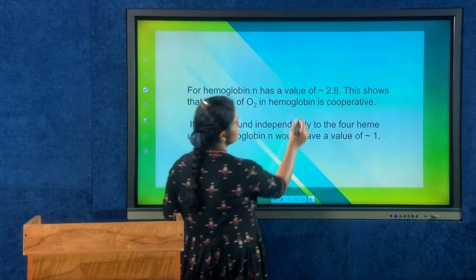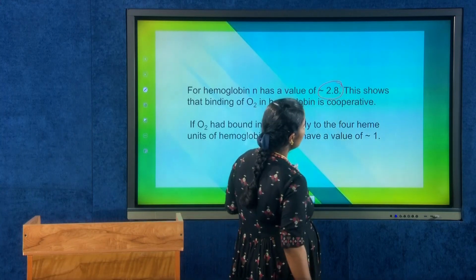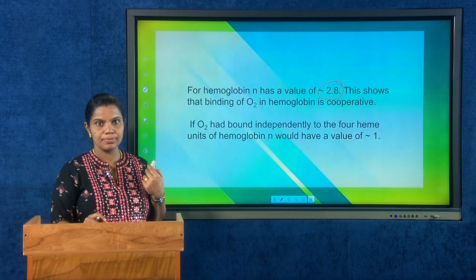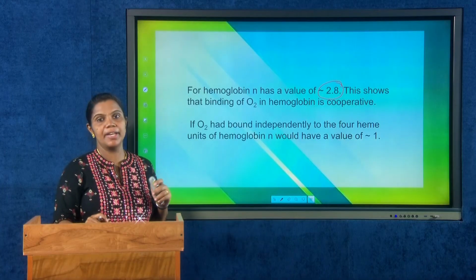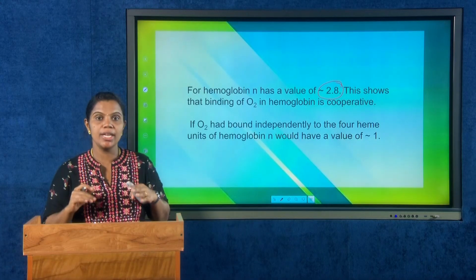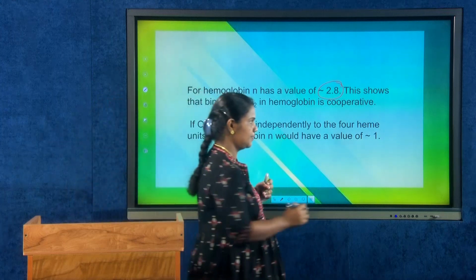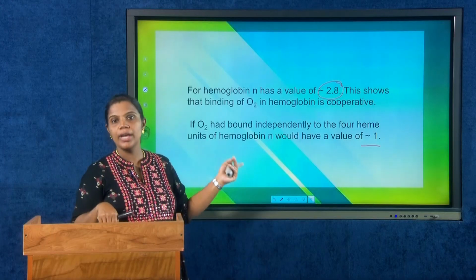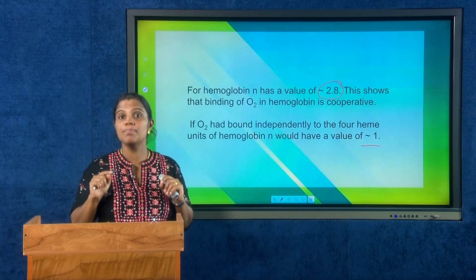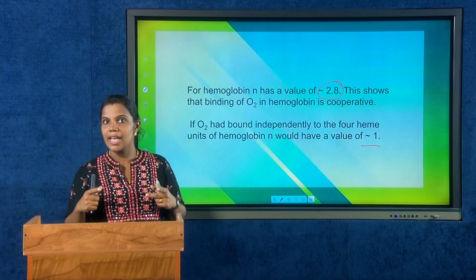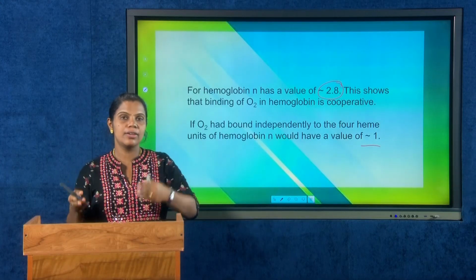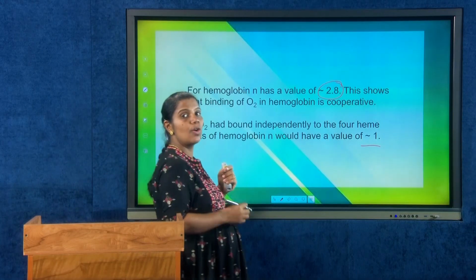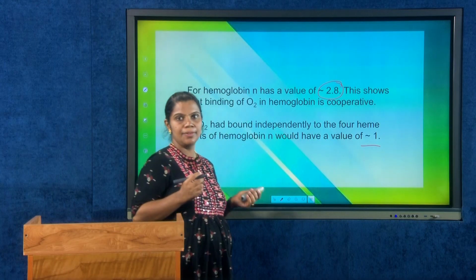Hemoglobin has an n value approximately equal to 2.8. This shows that binding of oxygen in hemoglobin is cooperative. If oxygen were bound independently to the 4 heme units, its value could be 1. That means if the heme centers were free and not bound, its value could have been 1. But since they are bound to the protein chain, there is greater cooperativity, or the cooperativity effect is prominent, and it has an increased value of n, that is 2.8.